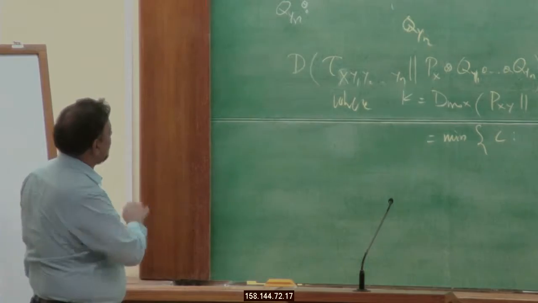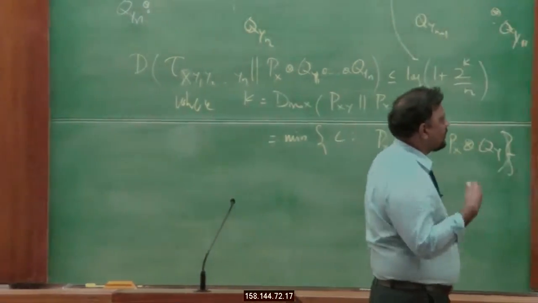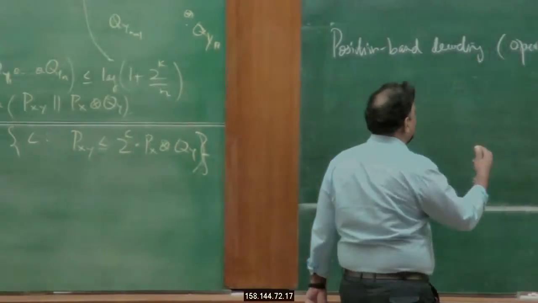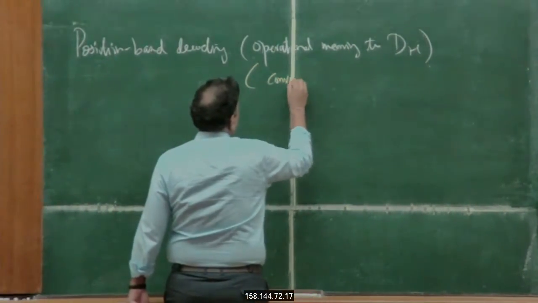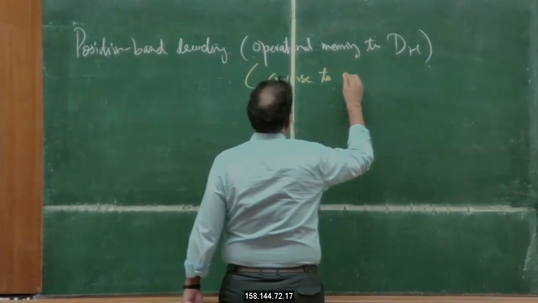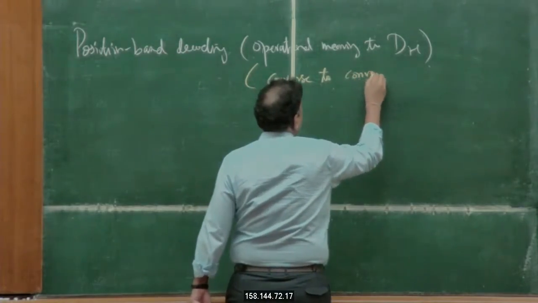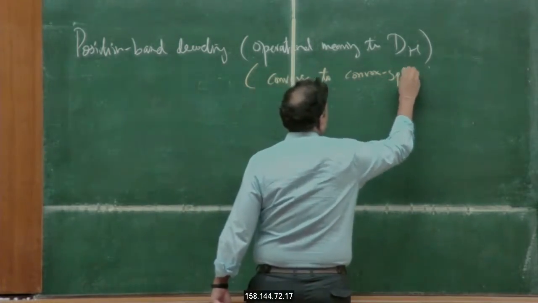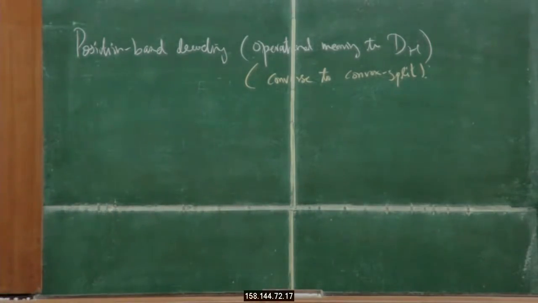So that is the convex split lemma, and then position-based decoding can also be viewed as a converse, so to say, to convex split. Okay, so essentially the picture is the same. Okay.